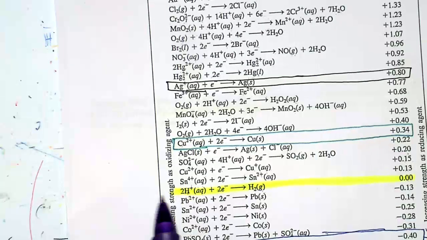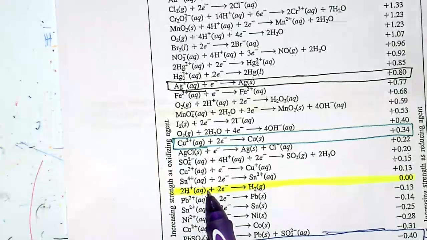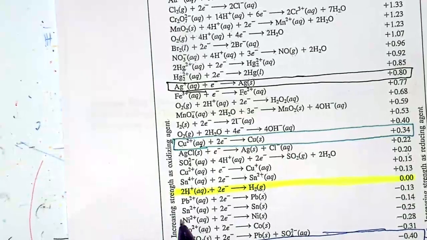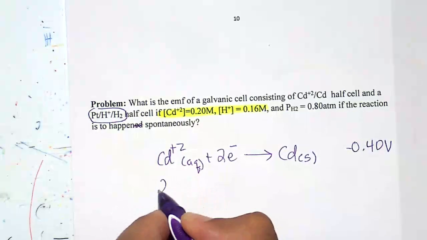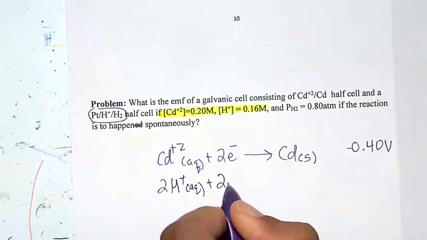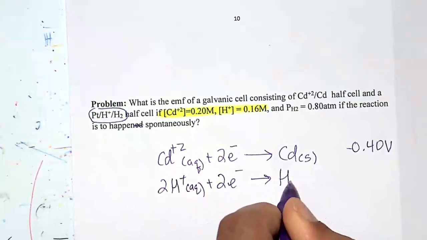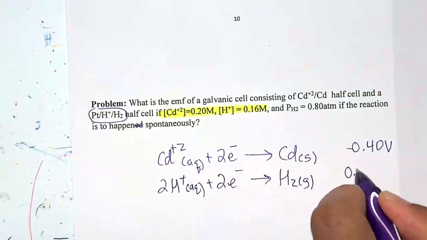All right, so we're going to write this down. We're going to flip one, because remember, one has to be the anode, the other has to be the cathode. Don't worry about the platinum, it's not part of this. 2H plus 2e minus goes to H2 gas, and that's 0.00 volts.